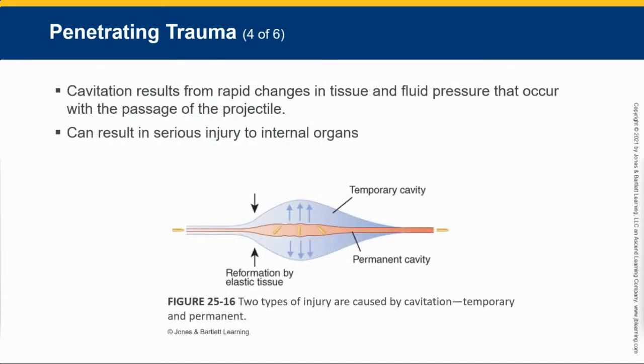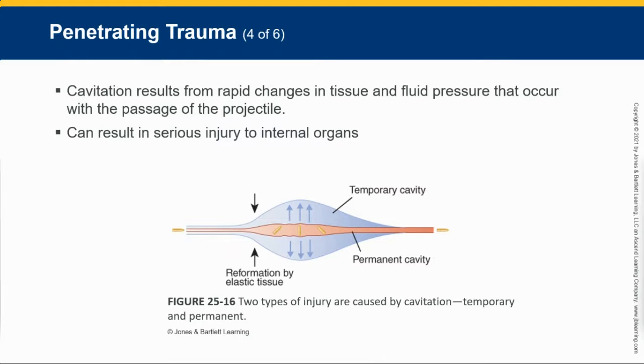Cavitation results from rapid changes in tissue and fluid pressure that occur with the passage of the projectile. So basically, we have a pressure wave. We have temporary cavitation and permanent cavitation. Temporary cavitation is that pressure wave as a bullet is traveling forward, it's pushing air, it has force, and then you have the force of the impact, and it creates this pressure wave. And you can see in your diagram here where you have the temporary cavity as the bullet travels through.